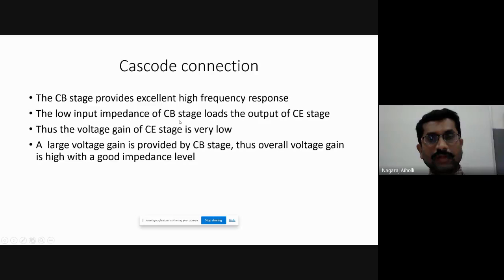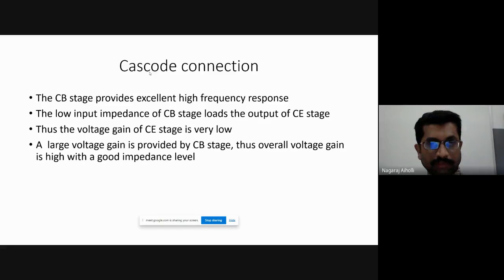The frequency response of the common base stage is good, or it has high frequency response. Frequency response means it is the plot or the graph of gain versus frequency, or a plot of output voltage versus frequency. If we plot the graph of output voltage versus frequency, the frequency response is good. That means the bandwidth is good. Whatever we are obtaining is nearer to the manufacturer given value. The bandwidth of the common base amplifier or the cascode connection is nearer to the bandwidth provided by the manufacturer. It has good frequency response or high frequency response.